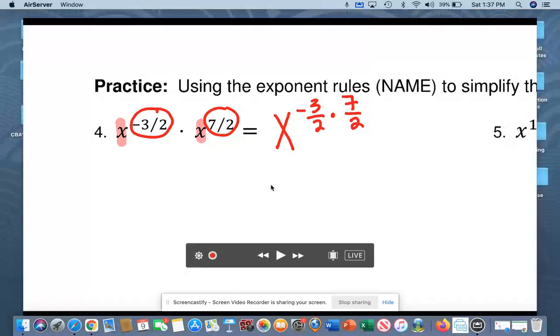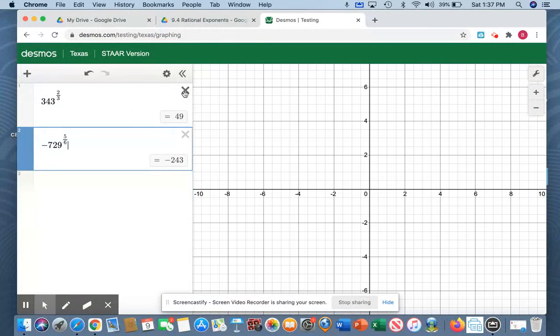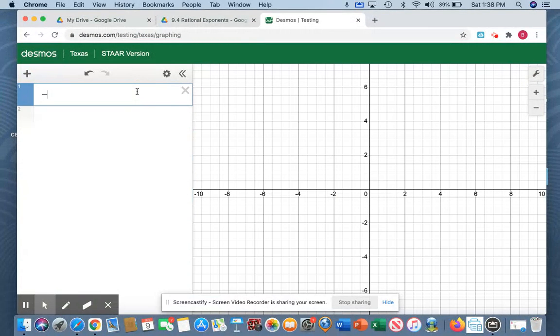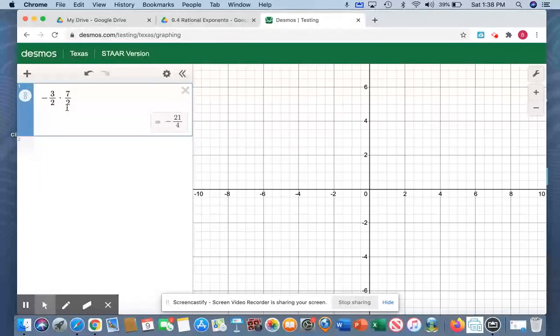Now, you can plug this straight into decimals too. We can do negative 3 divided by 2 times 7 divided by 2, which gives me negative 21 over, y'all, I just told y'all we're adding, and literally, I put a multiplication sign. Jeez Louise. Okay, sorry. We're adding.